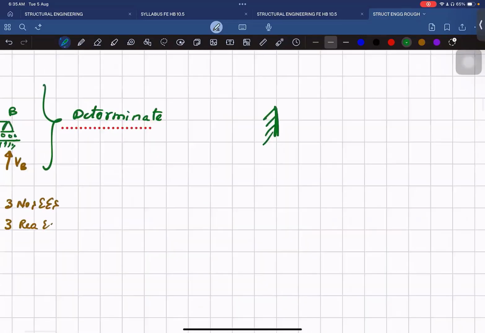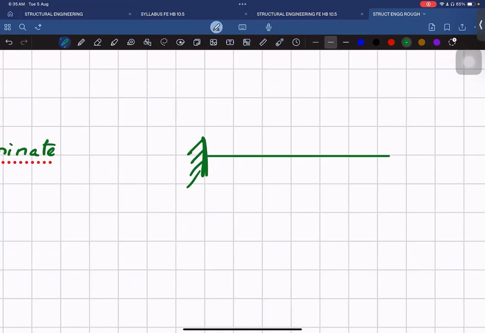Suppose I give you one more example. This is a propped cantilever. What is a propped cantilever? Any guess? One end is fixed and the other end is something else. Yes, you guys are almost right. A propped cantilever is a cantilever with a prop support. A prop support is nothing but a roller support that is placed at the other end.